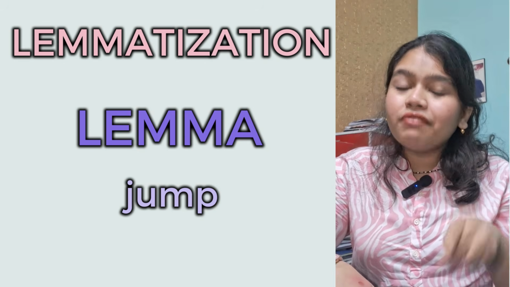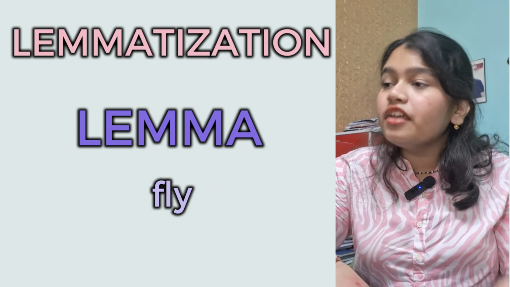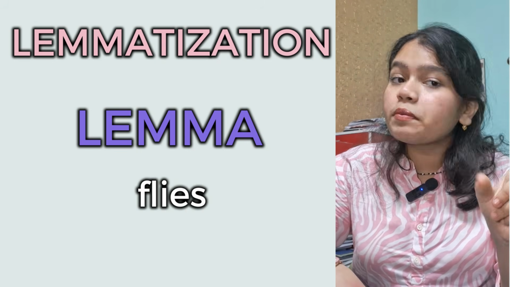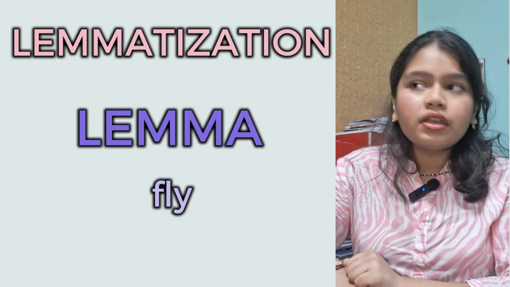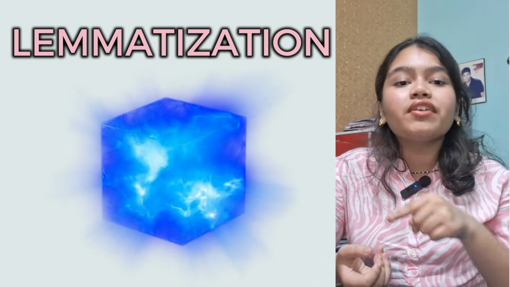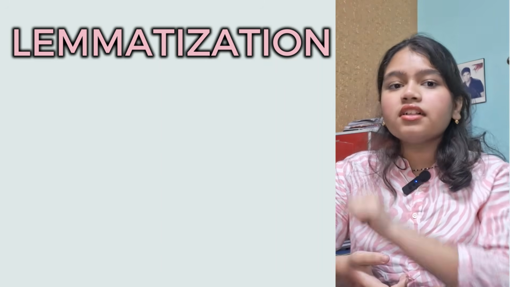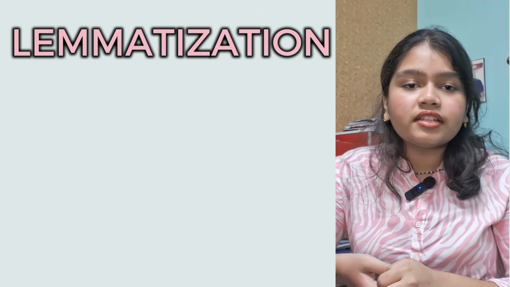If we have flying, it will remove the ing and we will get the lemma fly. If we have flies, it will remove the es, but the lemma will not be FLI, it will be FLY. Okay, got it? So we can say that lemmatization is more effective than stemming. We get more accurate results in lemmatization, and obviously it takes more time than stemming.